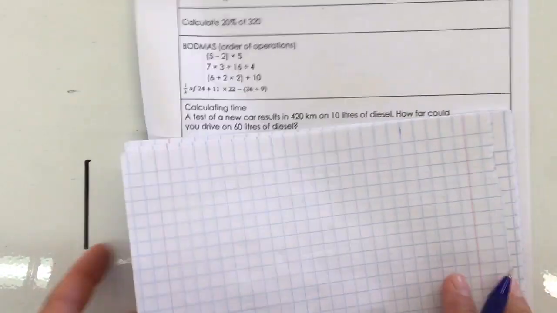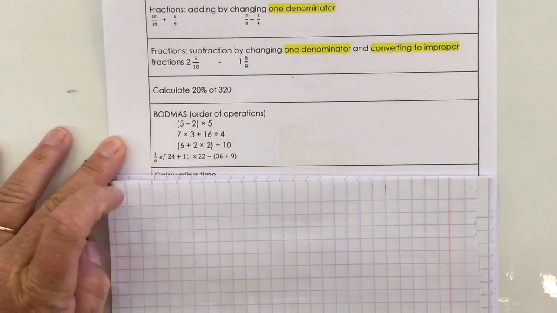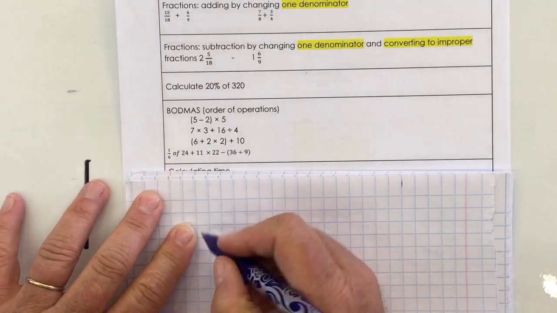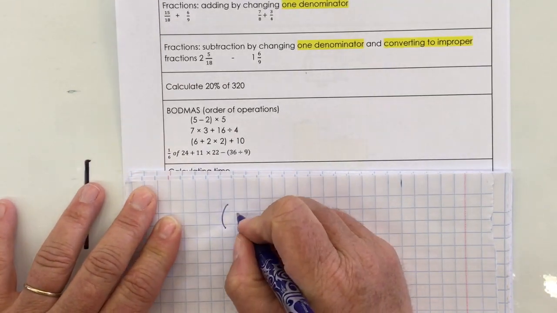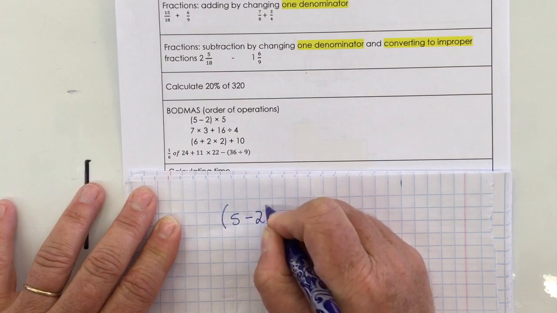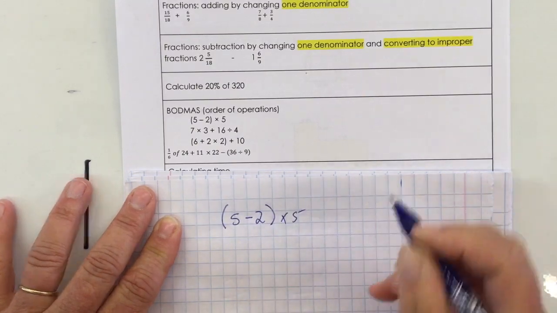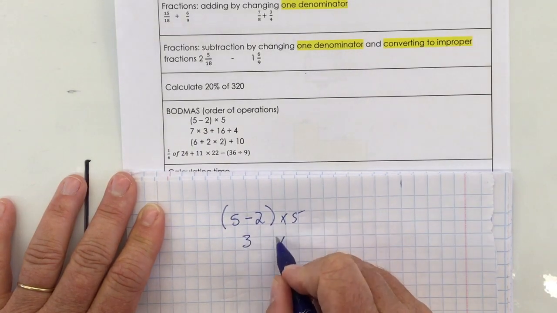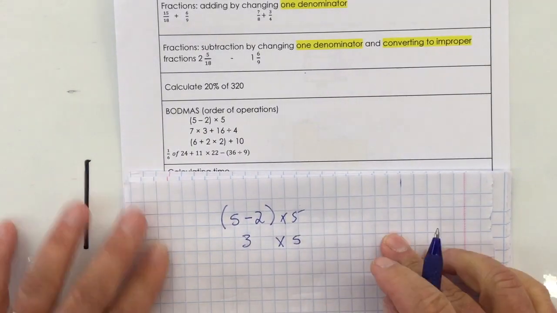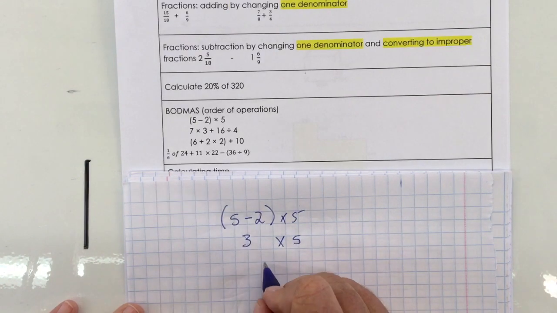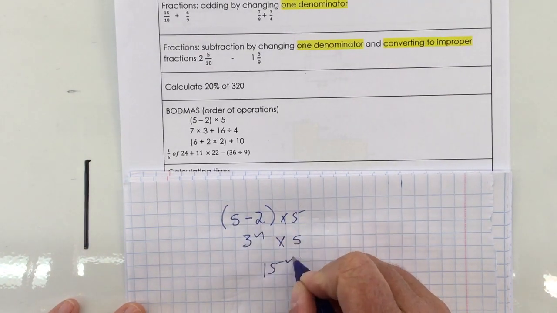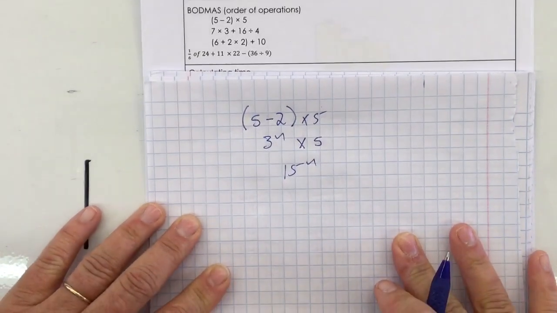BODMAS. My next favorite thing. In fact, I'm not too sure what I don't like about maths. I think I like everything. Right, I have 5 minus 2 bracket times 5. I do the bracket first and I get 3. Times stays under times. 5 comes down until its turn. And its turn is now, and I get 15. Okay, you get marked for almost every new number.